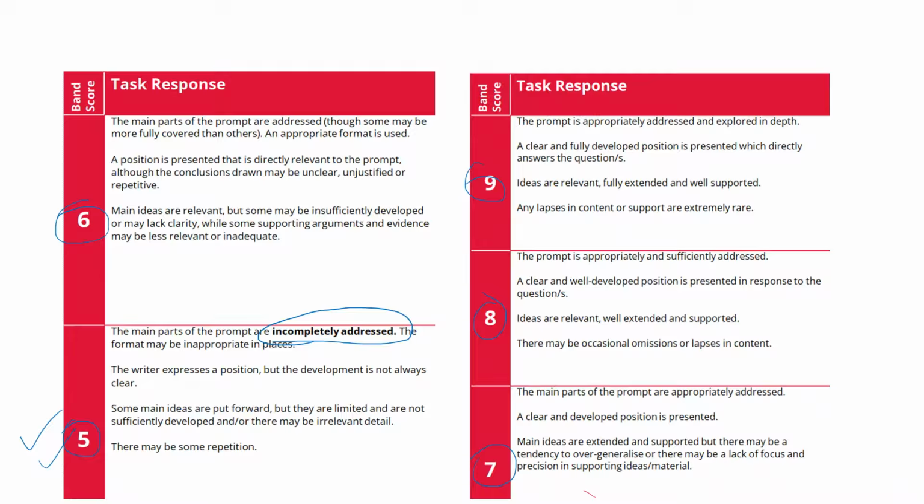Okay, so here if you look at band 6, they have written the main parts of the prompts are addressed. Okay, though some may be more fully covered than the others, but you have addressed the main parts of the prompt. Okay, so in 7 main parts are appropriately addressed. So in 8 you will see appropriately and sufficiently addressed, and here in 9 is appropriately addressed and explored in depth. So that's basically the difference in these 5 parameters.